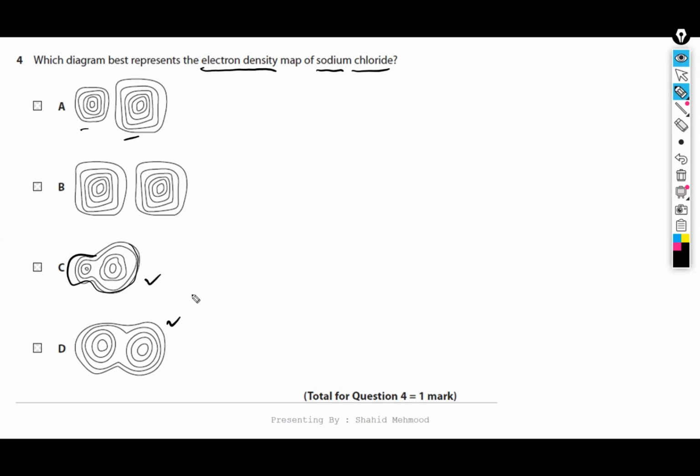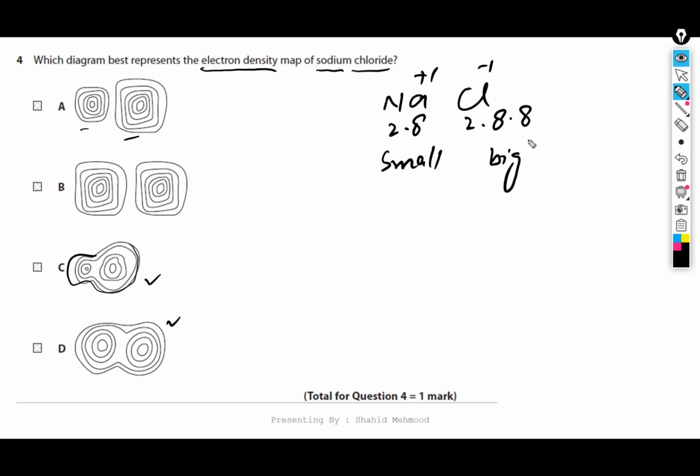So here for this question, the option is A or B, but if you look at the sodium ion and chloride ion, the sodium ion has only 2 shells, while the chloride ion has 3 shells. So the chloride ion size will be bigger. So here the correct option is option A.